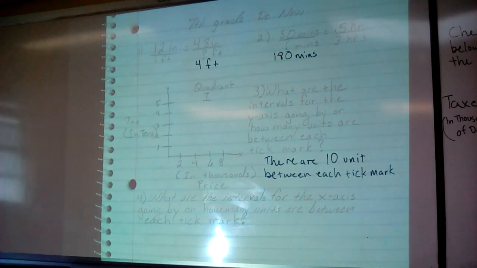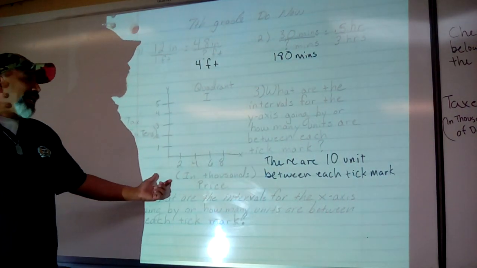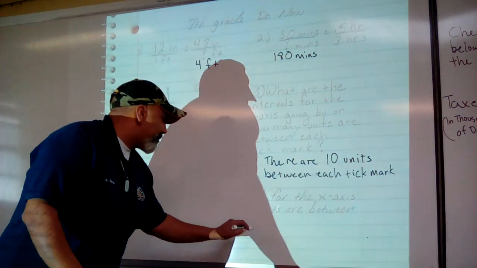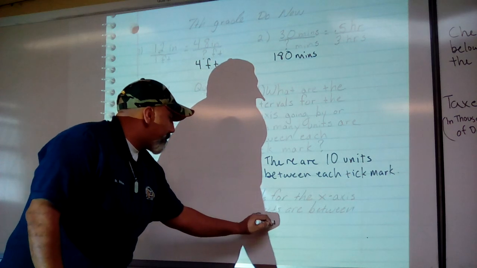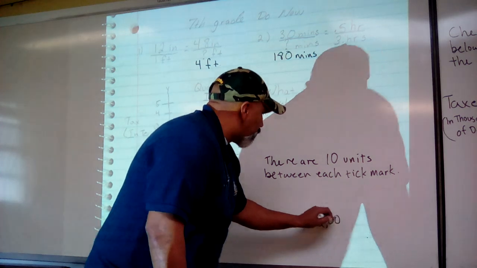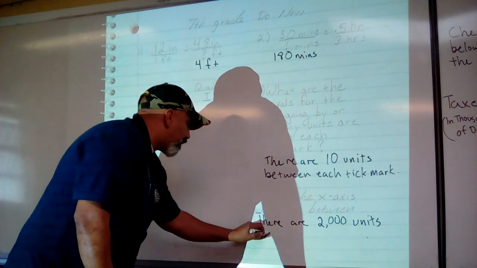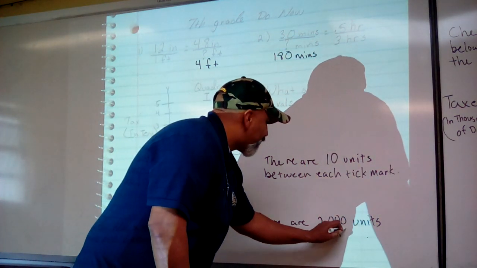Over here we got question number 4. What are the intervals for the x-axis going by, or how many units are between each tick mark? In our case, there are 2,000 units between each tick mark. We're doing this in a complete sentence: there are 2,000 units between each tick mark.